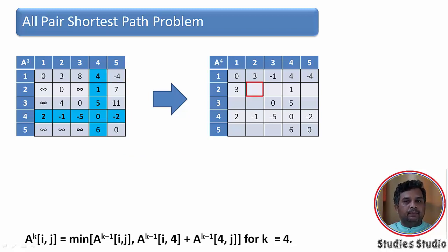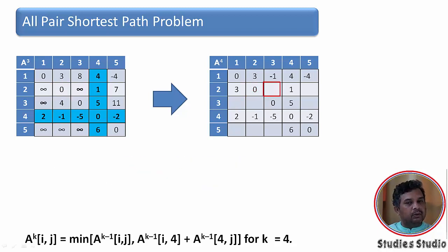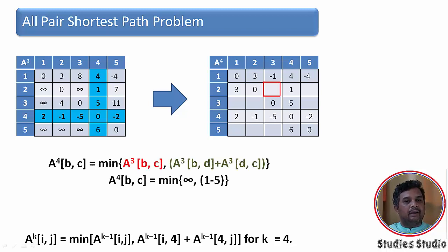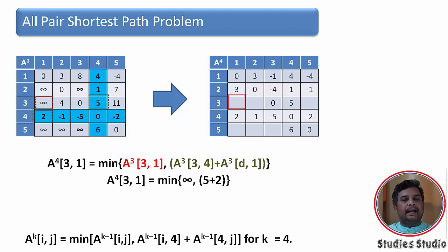The next empty cell is 2, 2. 2, 2 is supposed to be 0. If I calculate also, I will get 0. So no need of calculating this. Next empty cell is 2, 3. That is infinity. Infinity and the projected value I am having is 1 plus minus 5. So the value I am getting is minus 4. I am going to write it here. The next empty cell is 2, 5. So here is the location. The original value is 7 and the sum of the projected values, that is 1 and minus 2. These two I will get minus 1. So I am going to write it here.